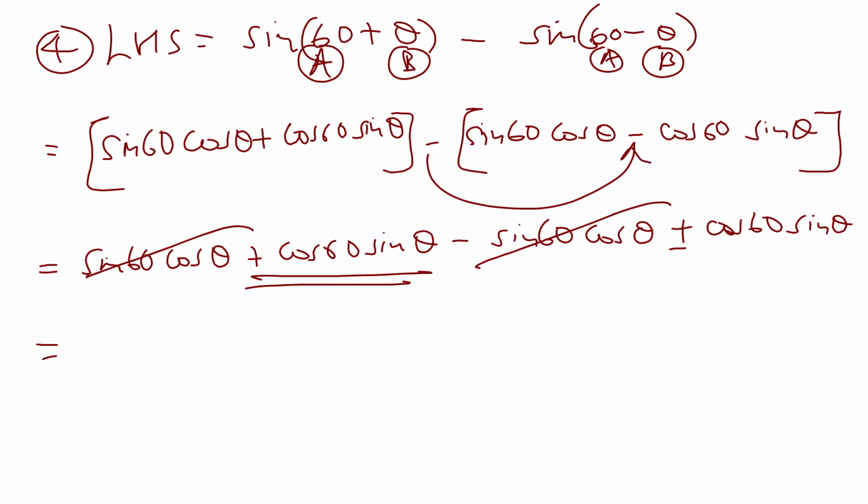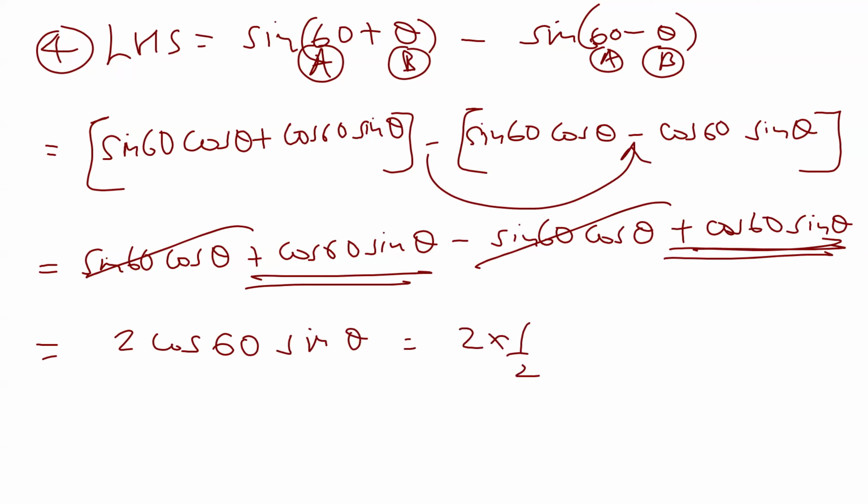So this will be twice cos 60 sin theta. Now cos 60 is half. The 2 and half will get cancelled. So the answer is sin theta, which is your RHS. So you can try question number 5 on your own. It is in a similar manner.